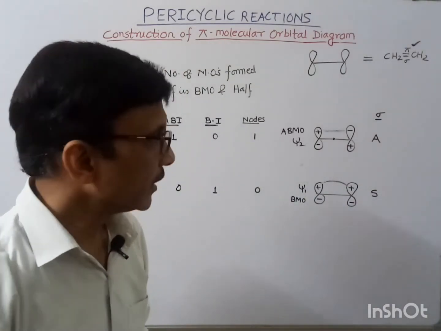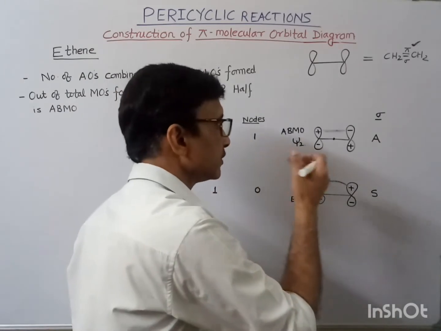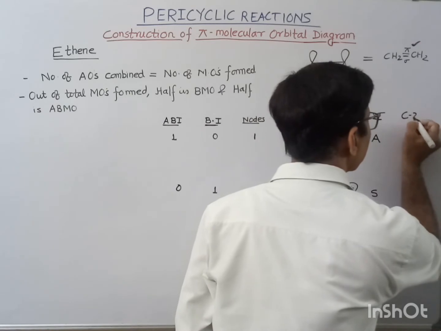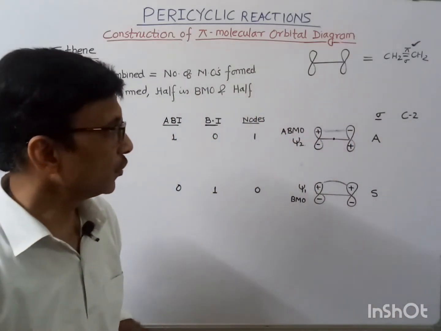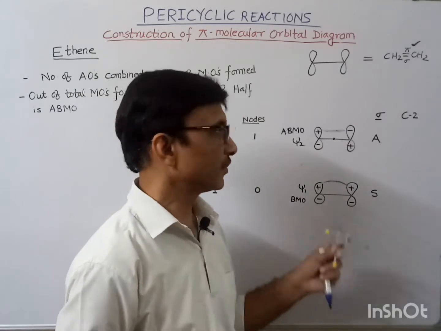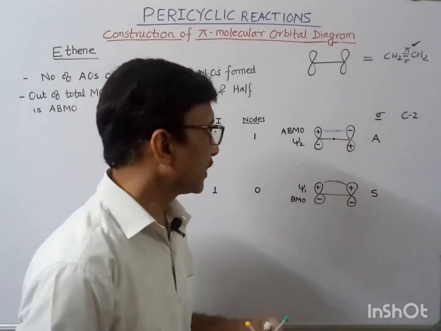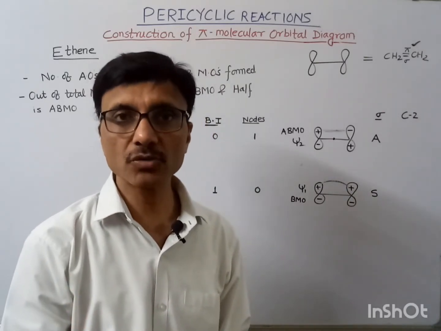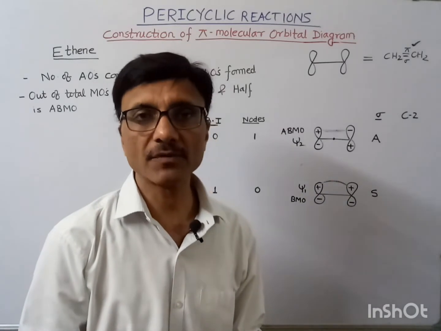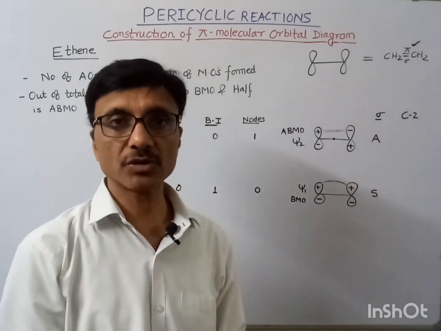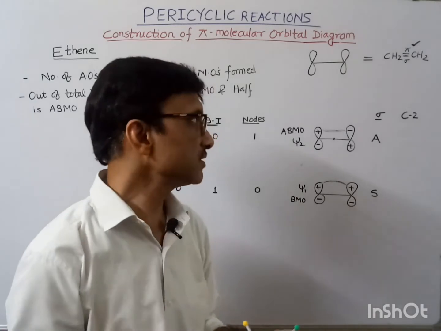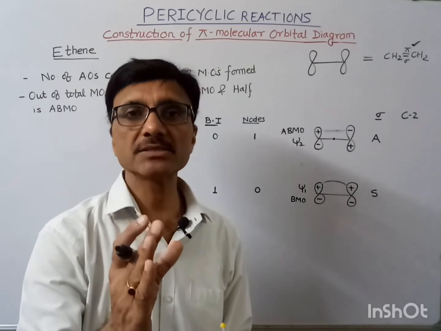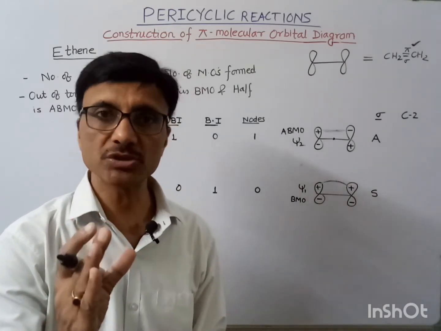In the same way, suppose I write the symmetry with respect to the C2. Another symmetry element is C2. What is C2? If I rotate any diagram by 180 degrees, then whether we get the same diagram after rotation. If I get the same figure after rotation by 180 degrees, then that is symmetric with respect to the C2, or we can say that it has the C2 element, the C2 symmetry.